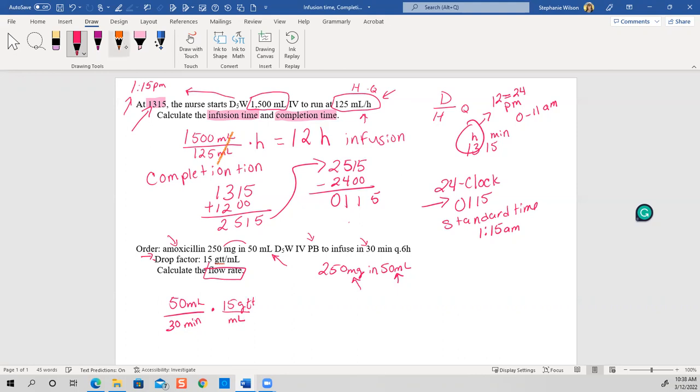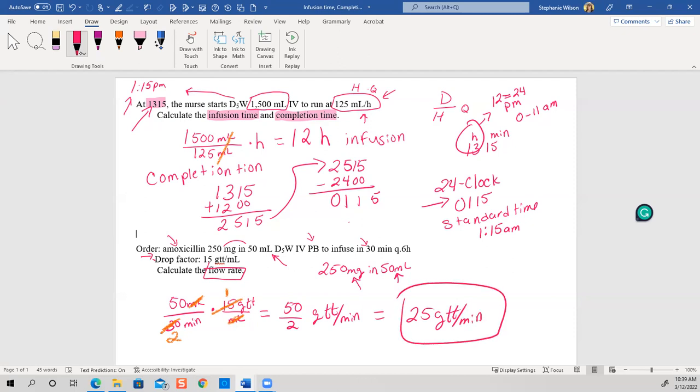And what do I see here? I see that the milliliters reduce. Now, if you want to reduce here, go right ahead. If you want to multiply straight across and then do it, it's up to you. I see, though, that 15 goes into itself and goes into 30 twice. And when I do this, what do I have left? I have 50 divided by 2. And that tells me, I mean, that's just 25 drops per minute. So my flow rate with this IV piggyback is going to be 25 drops per minute. And it's got an infusion time of 30 minutes.